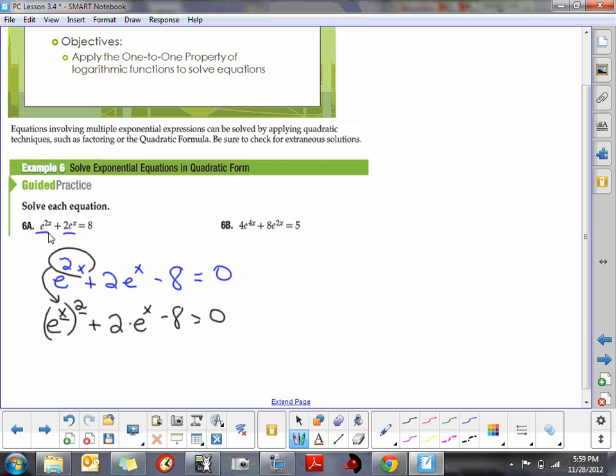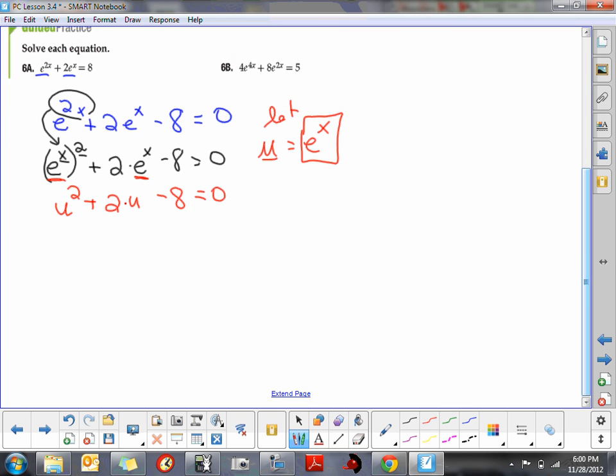Now, in order to make this more meaningful and easier to follow, I'm going to do a substitution. I'm going to let u equal e to the x. If I replace all the e to the x's with a u, you can see where it takes on this quadratic form: u squared plus 2 times u minus 8 equals 0. This is where we get the concept of it being in quadratic form.